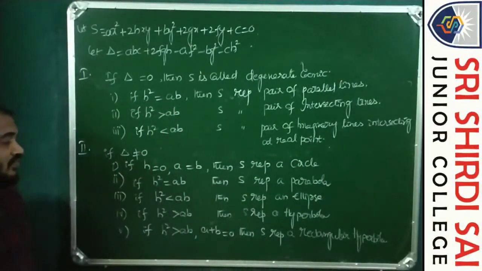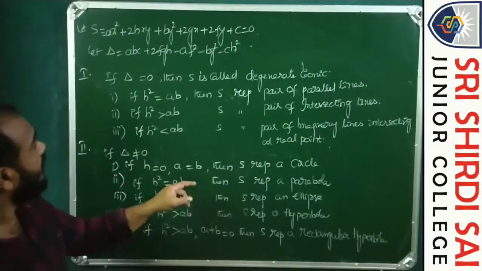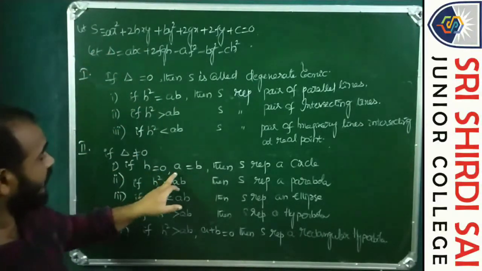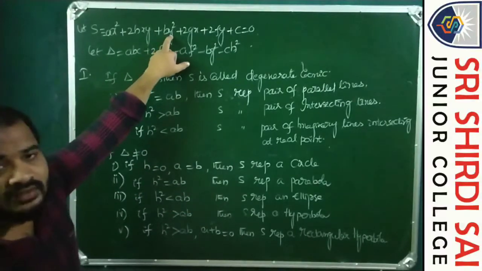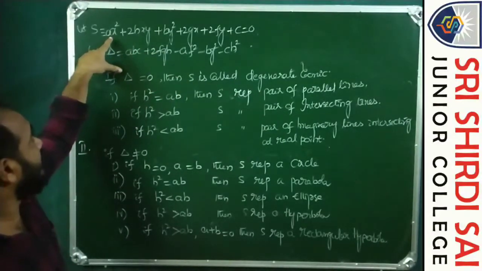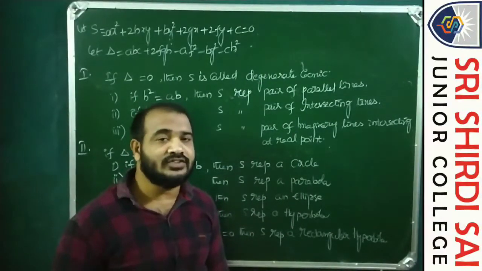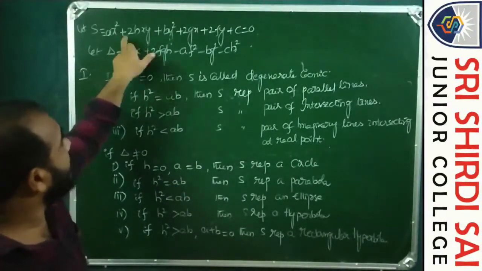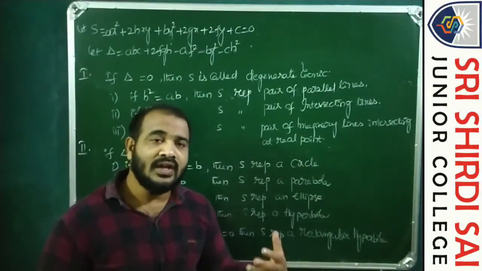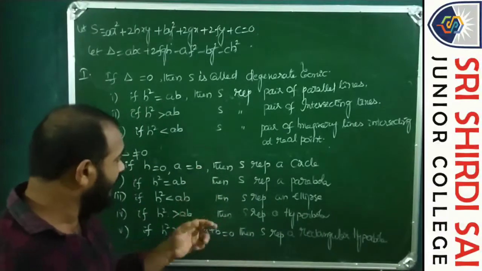If delta is not equal to 0, and h is equal to 0 and a is equal to b, then the coefficient of xy is missing, and the coefficient of x square is equal to the coefficient of y square. If you take a common, then x square plus y square plus 2gx plus 2fy plus c equals 0. That is the general equation of a circle. Otherwise, ax square plus ay square plus 2gx plus 2fy plus c equals 0 is also a circle equation. If a is equal to b is equal to 1, then that is the general equation of a circle, which we have learned.